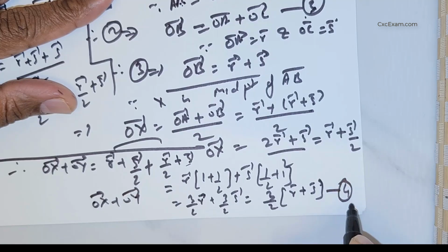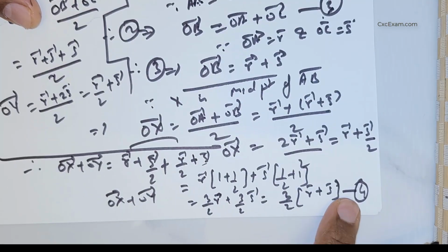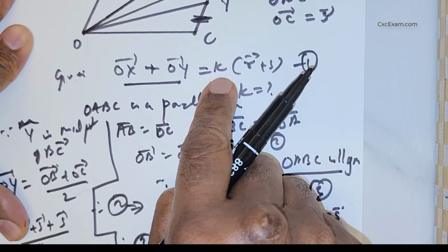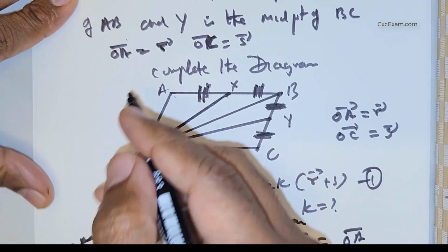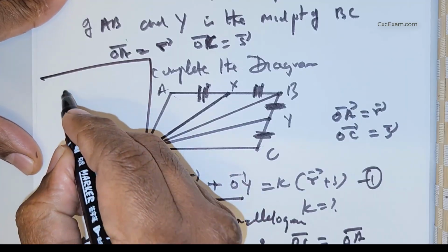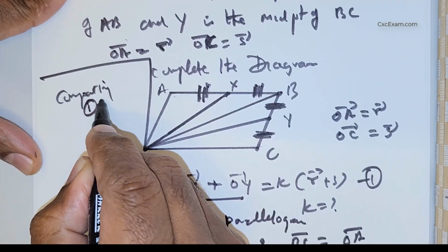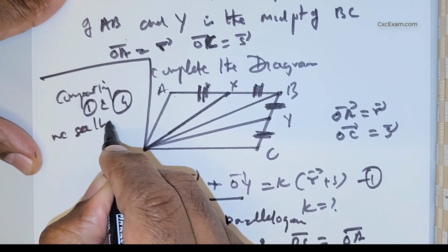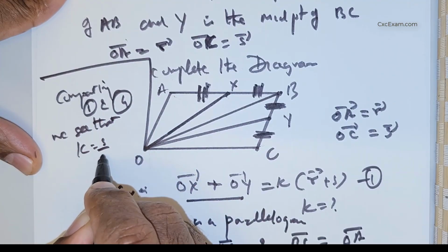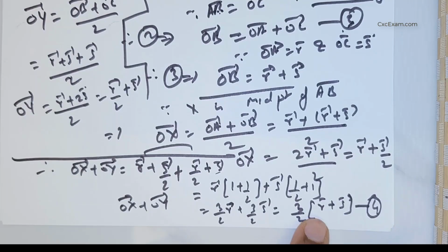I take this as 4. I take this as 1. I compare 1 with 4. What do you see? K is equal to 3 over 2. So let me finish it off over here. Comparing 1 and 4, we see that K is equal to 3 over 2. This is what is required.